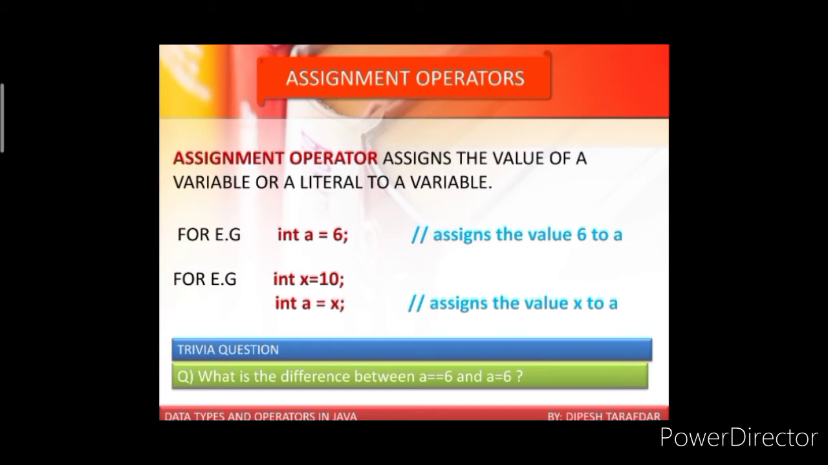Now one question is there, what is the difference between a == 6 and a = 6? The answer is simple. a == 6 compares, because it is a relational operator, so it will check whether the value of a is equal to 6 or not. On the other hand, a = 6 will assign the value 6 to a.